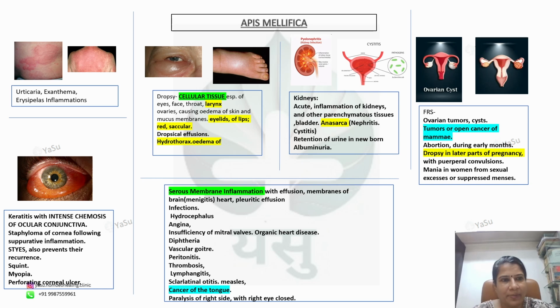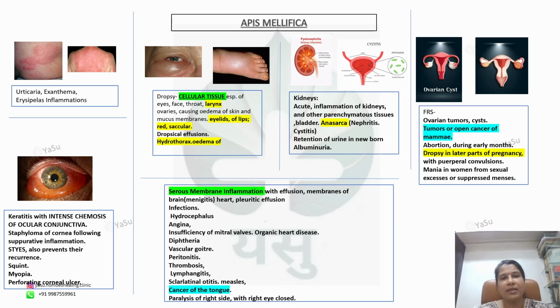Today we will learn Apis mellifica. So the sphere of action or the indications of Apis mellifica include urticaria. The first picture is of urticarias, and then the second one is of exanthema. Also indicated in erysipelas inflammation. It is a very good drug for dropsical conditions.